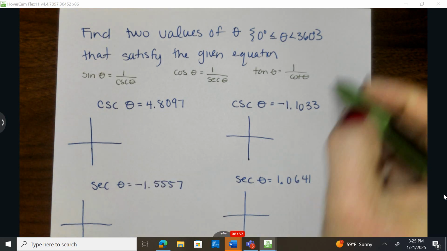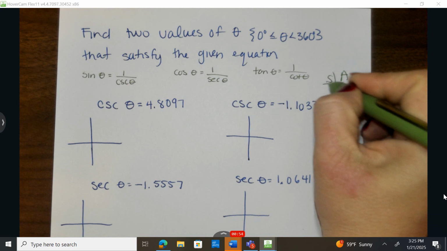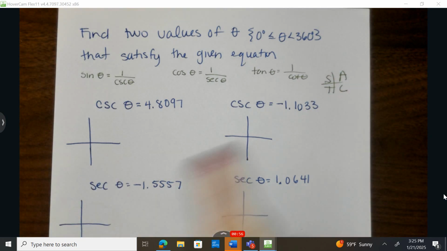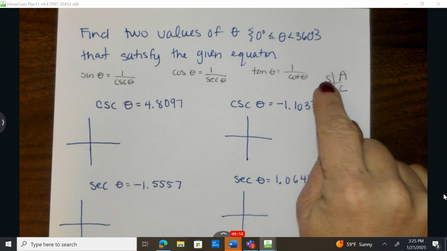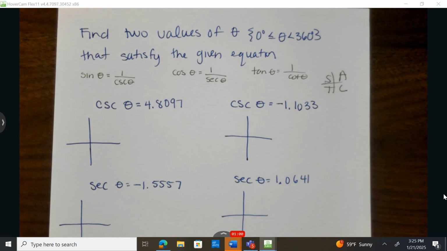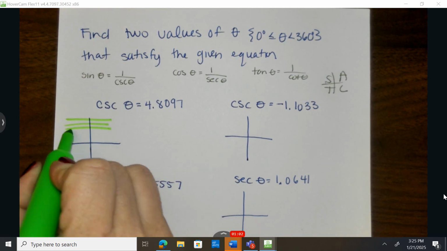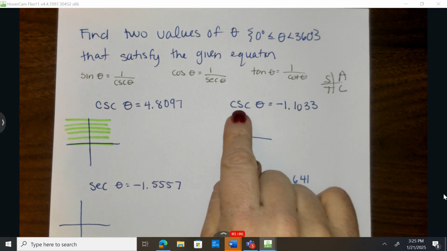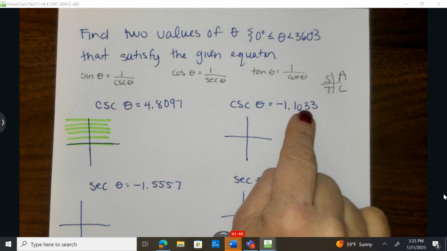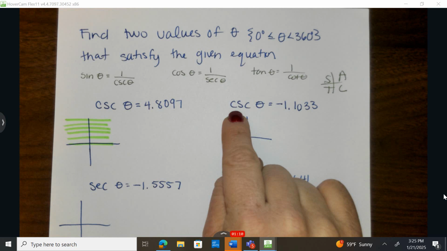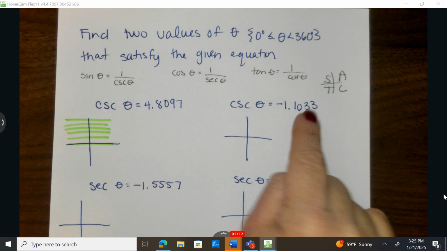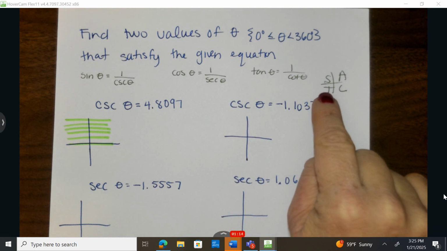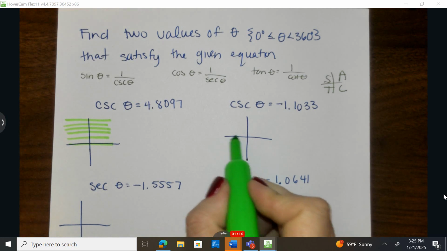Where are sine values positive? All Students Take Calculus, our trig class. Sine values are positive in quadrants 1 and 2. So I'm going to start by coming over here and highlighting quadrants 1 and 2. Here we can see that the cosecant is negative. That means its reciprocal, sine, is also negative. Sine values are negative in quadrants 3 and 4.